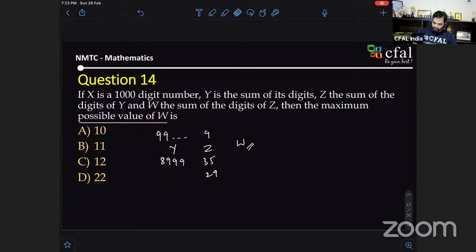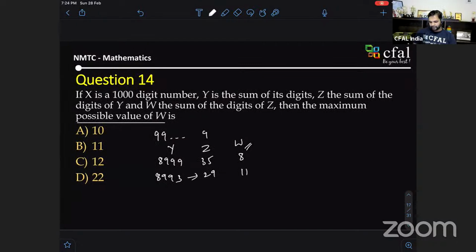Can you see that the maximum possible value of Z is 35? Yeah, right? Maximum possible is 35. But if I take 35, W is 8. I don't know what Y I'll take, but I can adjust it such that the sum is right. How much do I have to decrease? 6, right? So to decrease 6 I have to have 3. You can decrease in such a way that I get the Z sum as 29 and the W sum as 11.